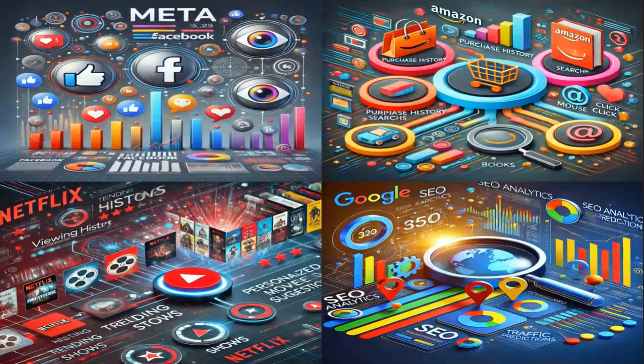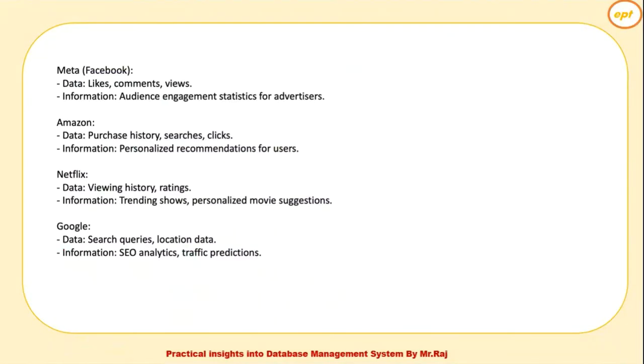Right. The first question's answers I'm giving. You can take Meta, Facebook, or Amazon, or maybe Google search history, or maybe Netflix watch history, something like that. If you want, I'll give an answer for the first question only. Now see, if you talk about the data, Meta, what is the raw data and what is the information is there, you can read it. And if you talk about Amazon, what is the data and what is the information, Netflix and Google, and so on. So many examples like this.